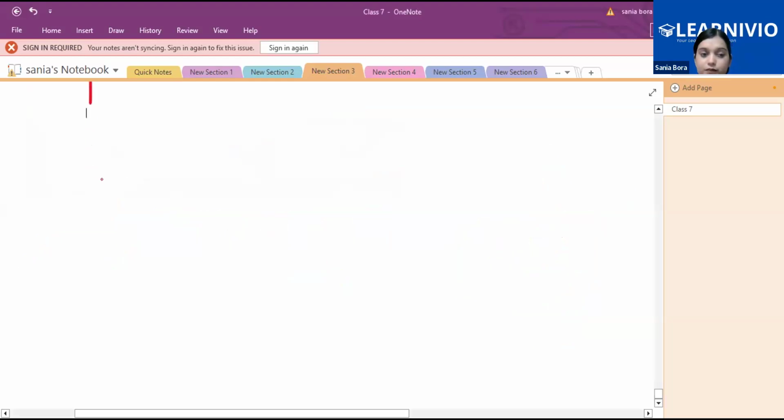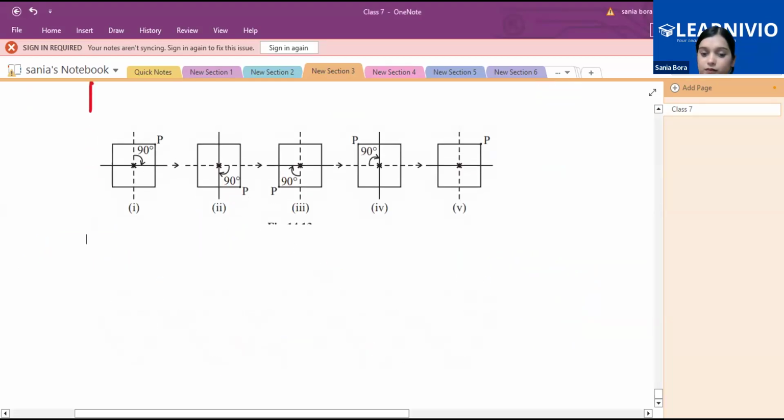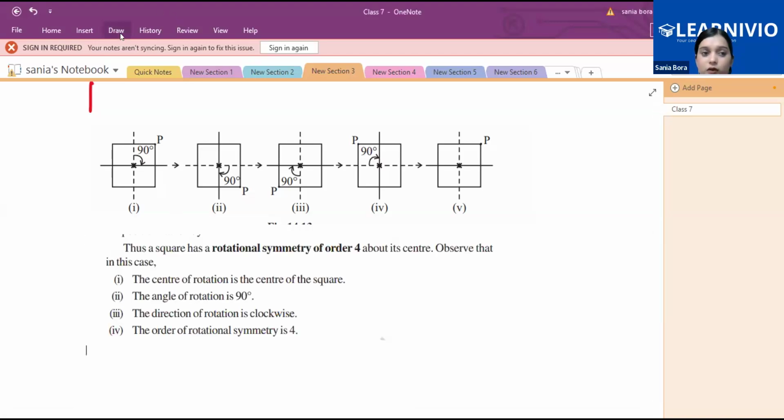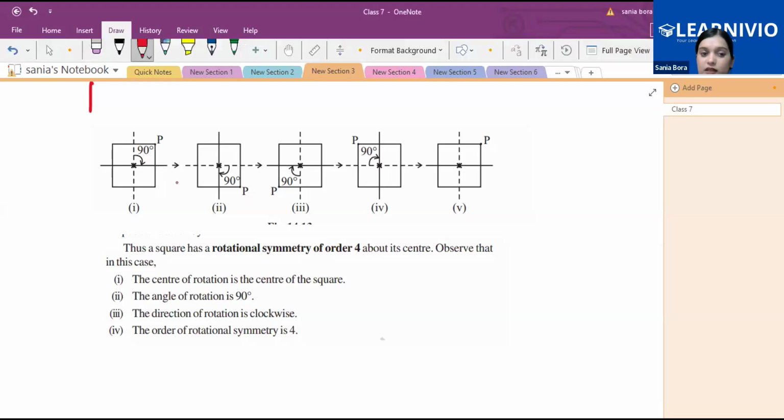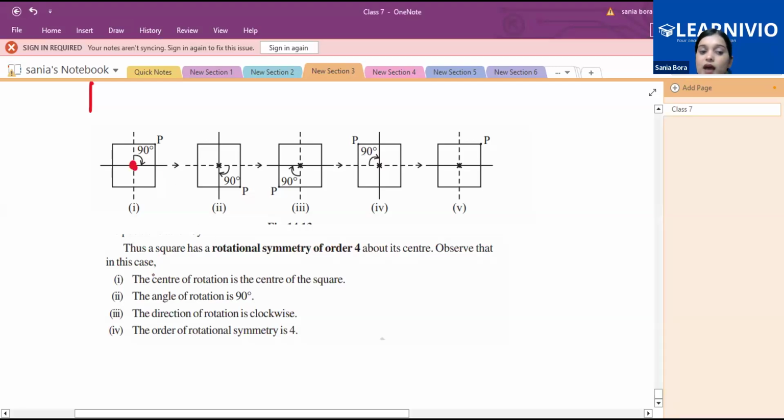Now this one, you can read it. So over here, what we observe is that the center of rotation is the center of the square, right? The center of rotation is this. The angle of rotation is 90, 90, 90, 90. The direction of the rotation is clockwise.